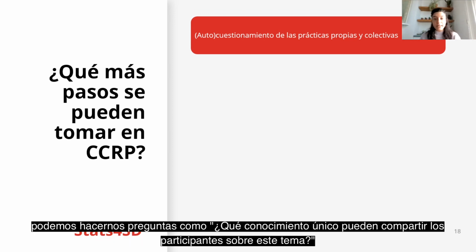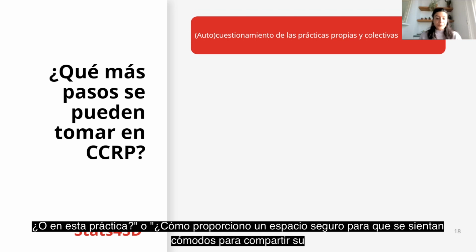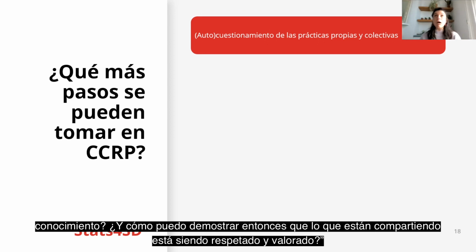For instance, we can ask ourselves questions like, what unique knowledge can participants share on this topic or on this practice? Or how do I provide a safe space for them to feel comfortable to share their knowledge? And how can I then demonstrate that what they are sharing is being respected and valued?